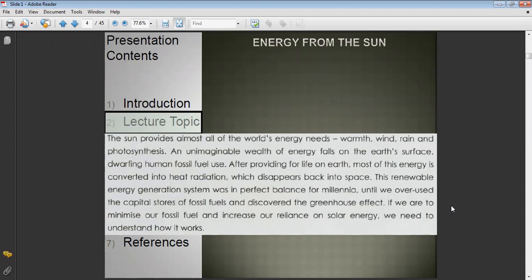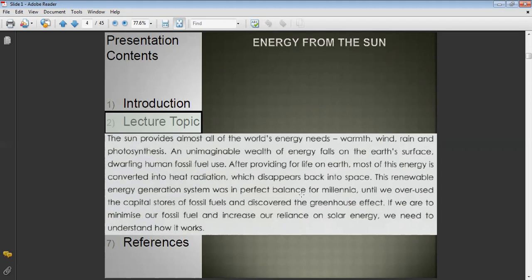An unimaginable wealth of energy falls on the Earth's surface, dwarfing human fossil fuel use, which is very small as compared to the energy falling on the Earth's surface. After providing for life on Earth, most of this energy is converted into heat radiation, which disappears back into space, and is not trapped unless we have a higher concentration of carbon dioxide or other greenhouse gases. Without that, most of it disappears back into space.